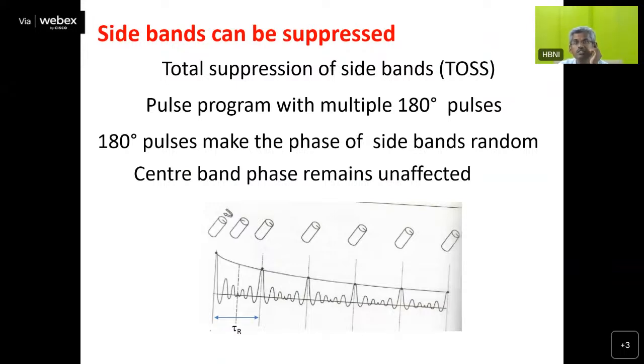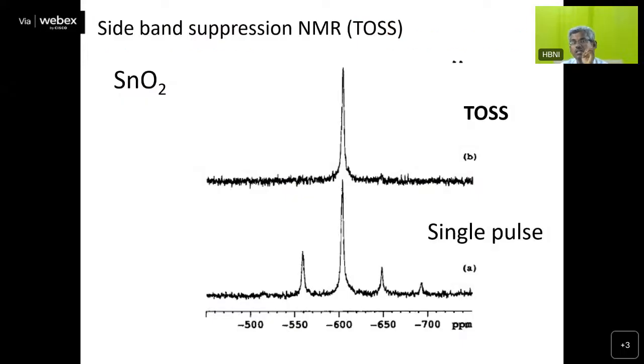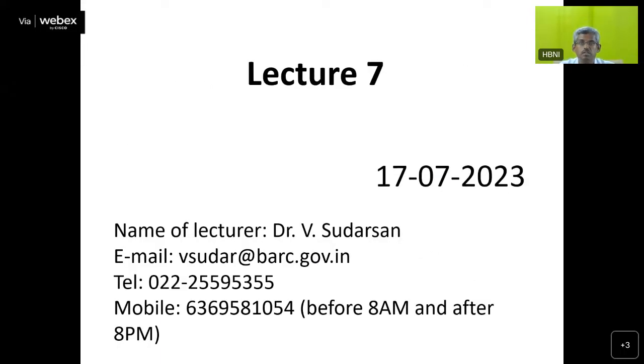And towards the end of the class, we discussed how to suppress sidebands. Although sidebands can give some information, this will be a problem when you have multiple sites, for example, in proteins where there are multiple carbon sites, and it will be difficult to find out which is the isotropic peak and which is the sideband. So there is a program called sideband suppression, in which we use rotor-synchronized 180-degree pulses. These pulses will average the sidebands, and you will get a negligible sideband. You can see from this spectrum that the sideband suppression can be effective.